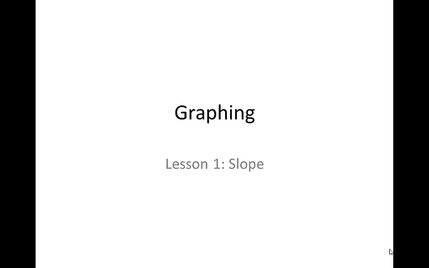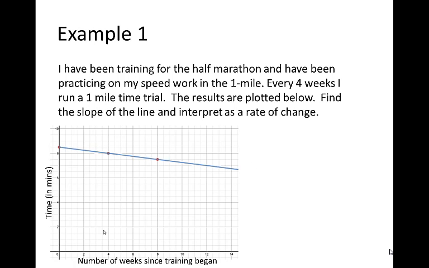Okay, in this lesson we're going to talk about slope. I've been training for the half marathon and I've been practicing my speed work in the 1 mile run. Every 4 weeks I run a 1 mile time trial. They actually time me, and I plotted the results below. Let's find the slope of the line and interpret it as a rate of change.